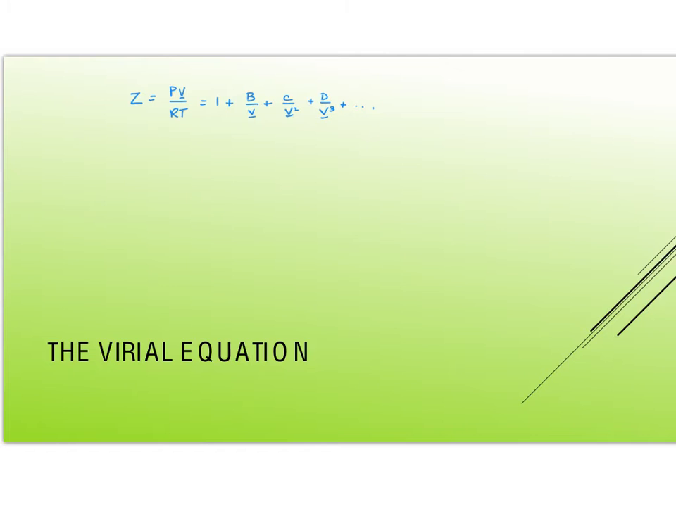Let's look a little bit more closely at the virial equation of state. This one is based on statistical mechanics theory. The constants B, C, D in this infinite series are functions of temperature.